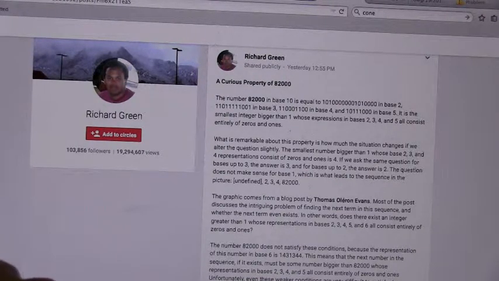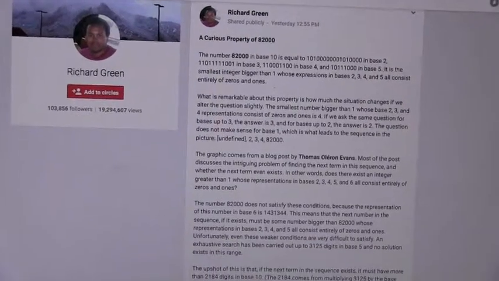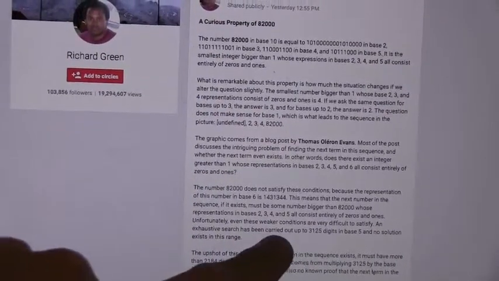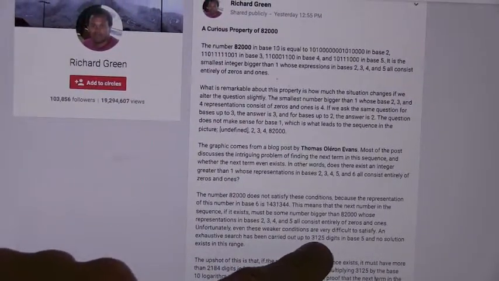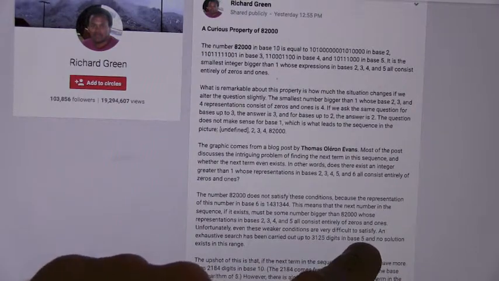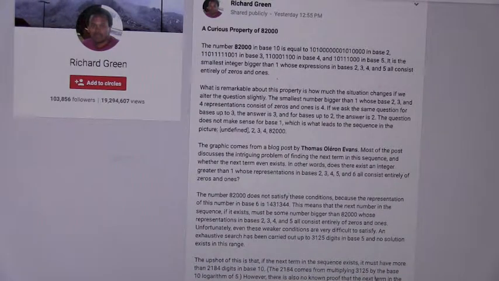How large have they checked? Well, good question, actually. You guys are asking some good questions, and he's even answered some of them. They've checked up to numbers that are 3,125 digits in base 5. Wow. So super long numbers. But I thought it might be fun to explore this a little bit.